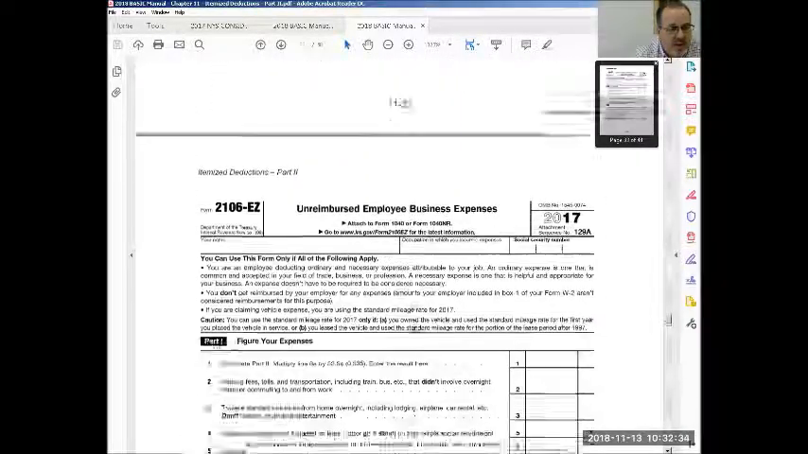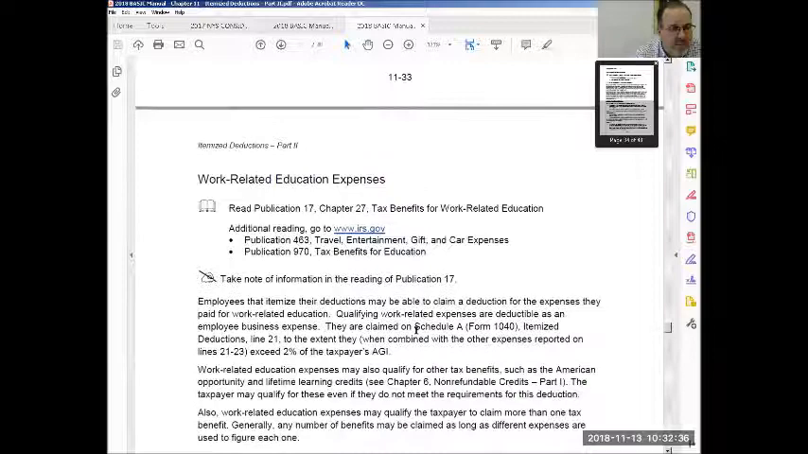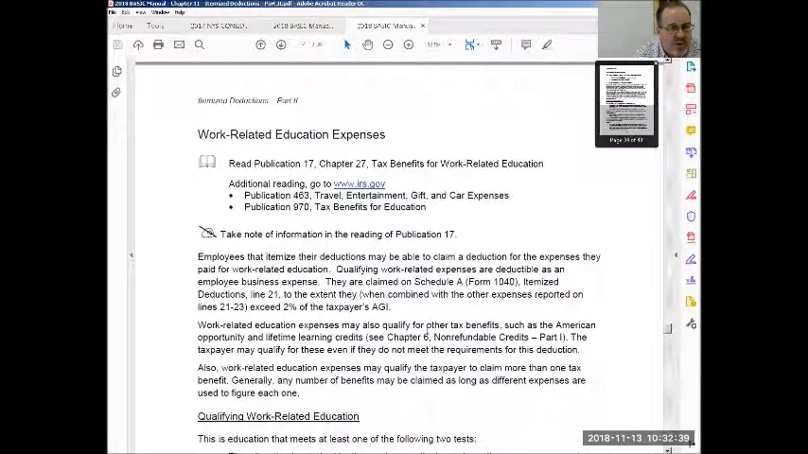All right, got a few exercises here. Work-related education, so at the top of 1134. Employees that itemize their deductions may be able to claim a deduction for the expenses they paid for work-related education. Qualifying work-related expenses are deductible as an employee business expense. Again, subject to 2%. Work-related education expenses may qualify for other tax benefits, such as the American Opportunity and Lifetime Credits. The taxpayer may qualify for these even if they do not meet the requirements for this deduction. Okay?